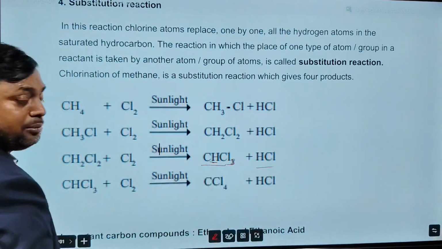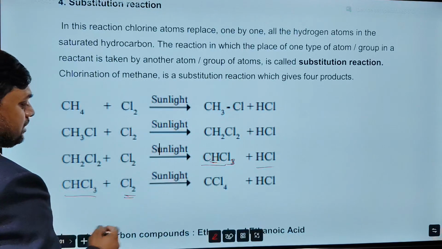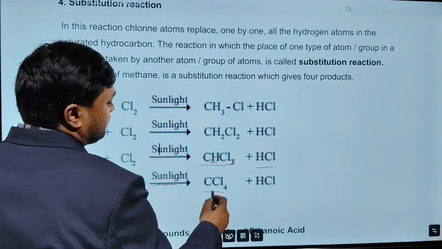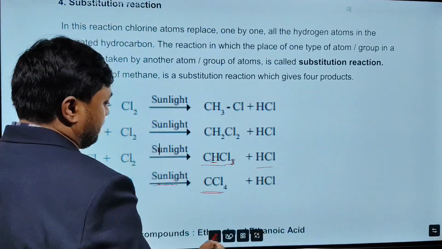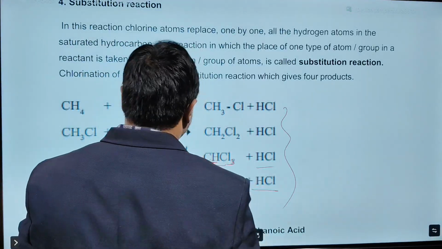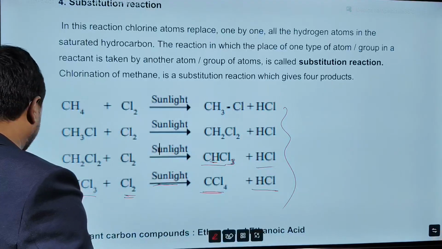Again a hydrogen atom is there, yes or no? So again you pass chlorine through trichloromethane in the presence of sunlight, and it forms CCl4, tetrachloromethane, carbon tetrachloride, plus HCl. When you keep on giving the sunlight, the reaction will complete, and complete substitution will take place. Yes or no?